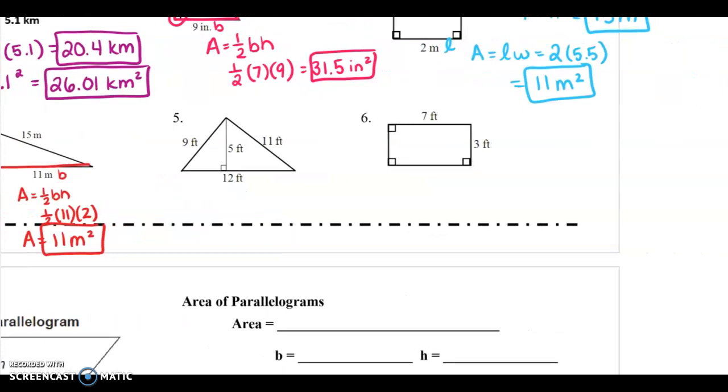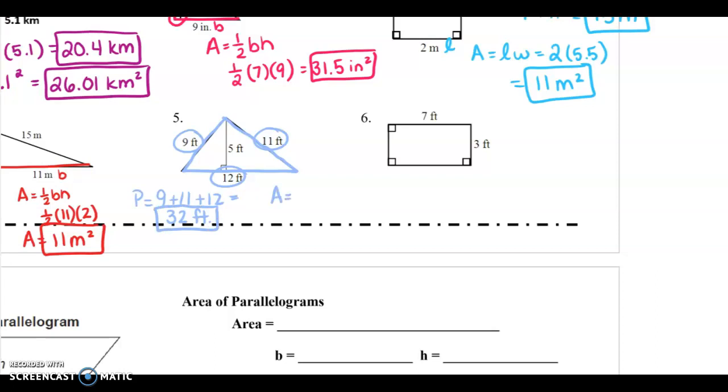All right, looking at the next one, I have another triangle, so I'm going to go through and add up all of the sides. So I'm not going to go interior and use the 5. I'm only going to use the 9, the 11, and the 12 for the perimeter. So add 9 plus 11 plus 12, and I can go through my calculator to do that. It's going to give me 32. So my perimeter is 32 feet.